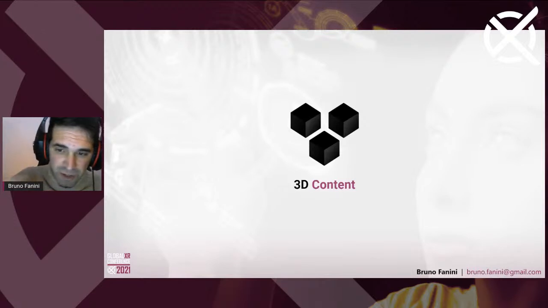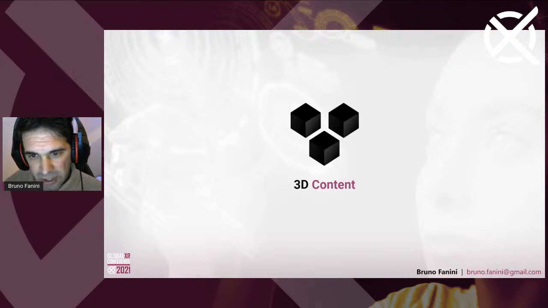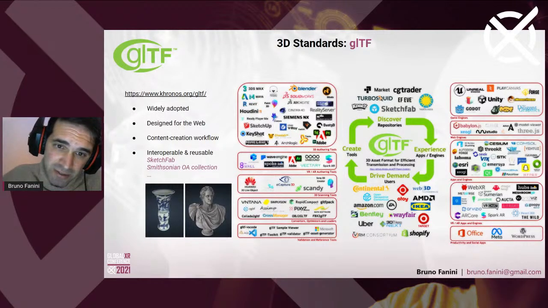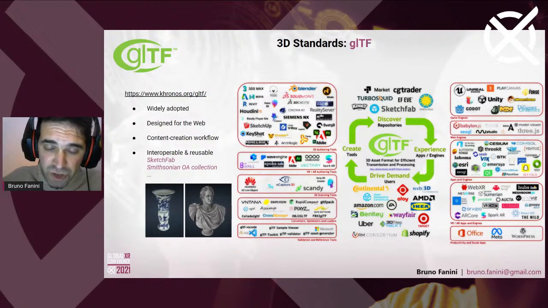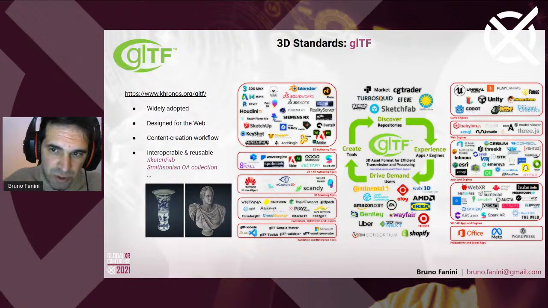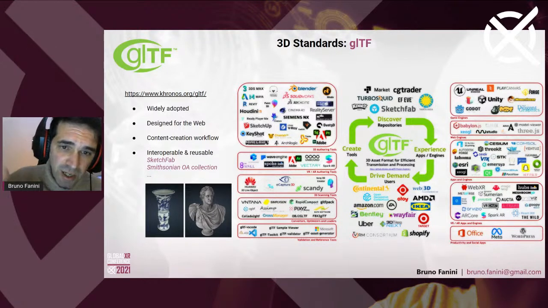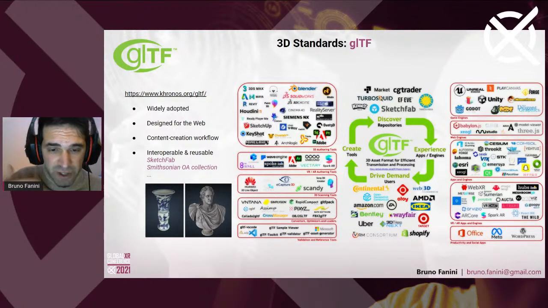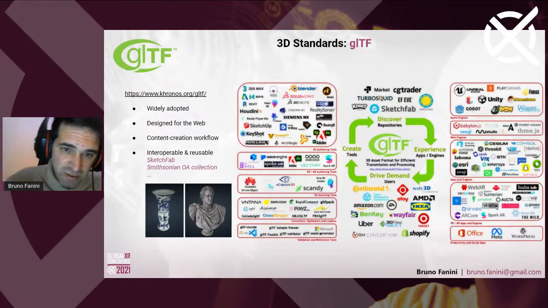So let's have a look at the 3D content that we deal with in the framework and their standards. So in ATON, the main standard for delivering 3D content is, of course, the glTF format. This standard is widely adopted nowadays. It's designed for the web, and it is also becoming easier and easier to create and export 3D content for this format. So you can see there are a lot of tools, a lot of software and applications that allow a very smooth content creation workflow to create and publish this kind of format. It's also very interoperable and reusable. For instance, the Sketchfab platform allows you to directly download 3D models using this standard.